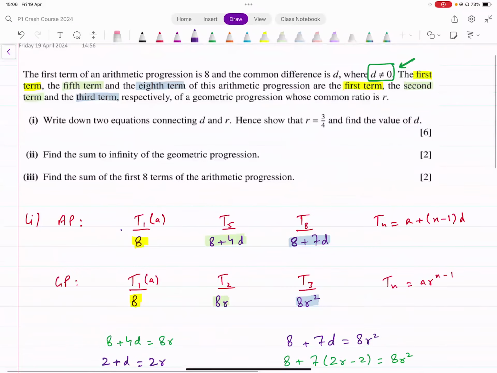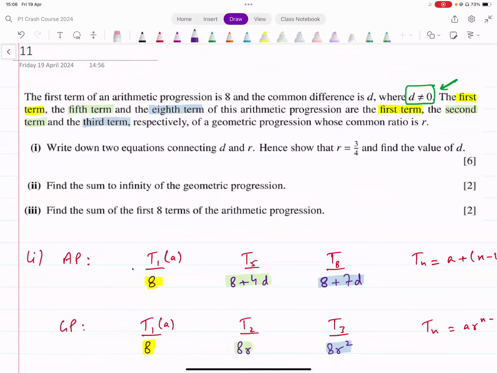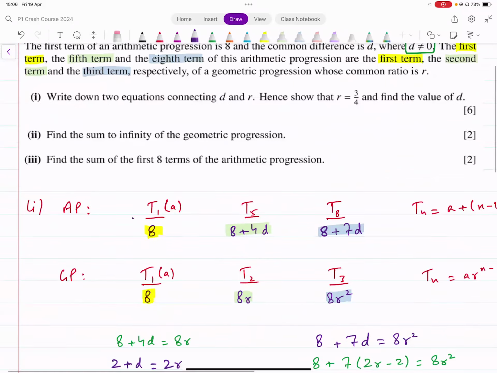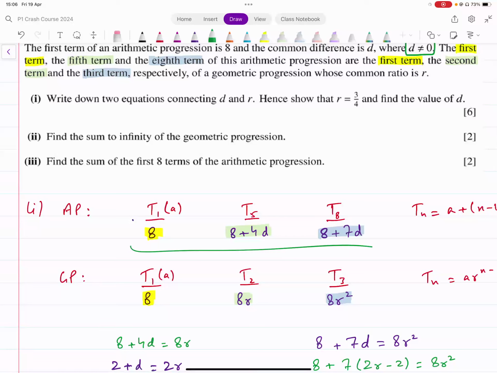So you get questions like these often, where some terms of one sequence are equal to some terms of the other sequence. What you're going to do is write those terms like this and equate the corresponding terms they're telling you about. That will give you some equations, solve them simultaneously, and you would get the result. Is that okay? Any problem with this?